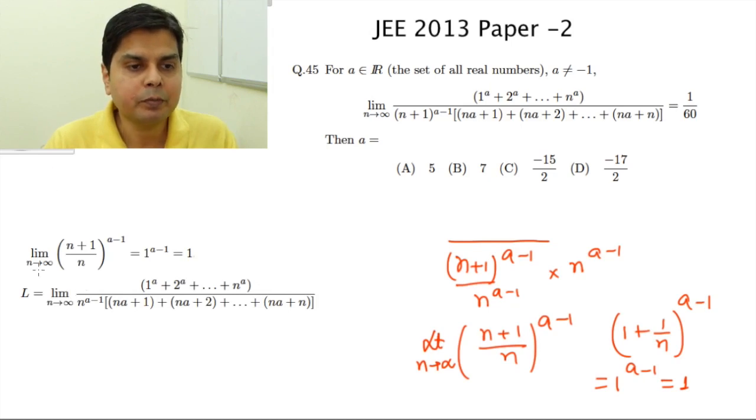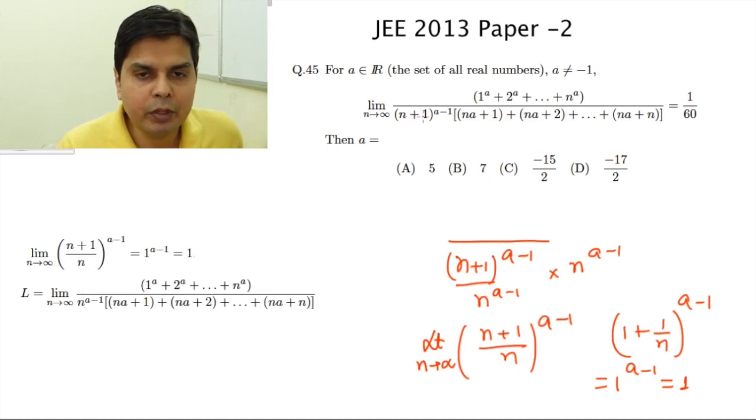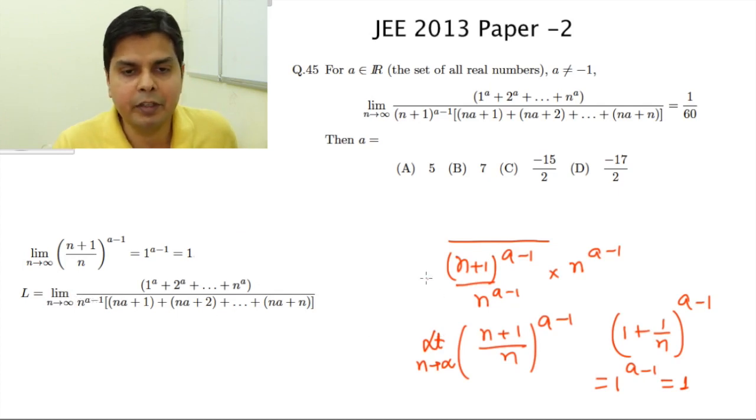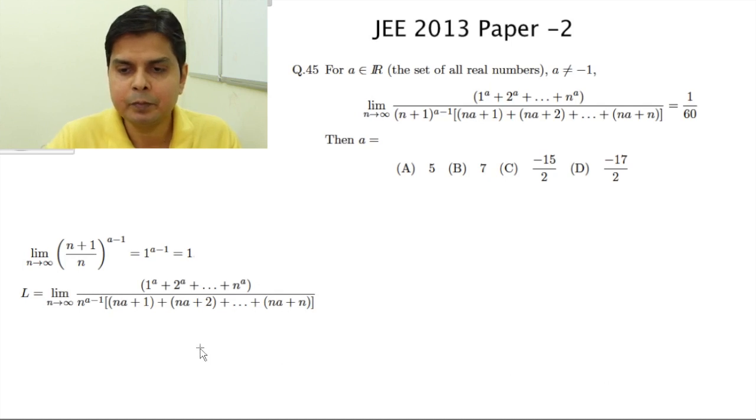So I have made use of this step, that the limit as n tends to infinity of n plus 1 by n to the power a minus 1 is 1. So instead of n plus 1, I will start writing now n to the power a minus 1 here. Okay, so let's remove this thing. Now what are these things?